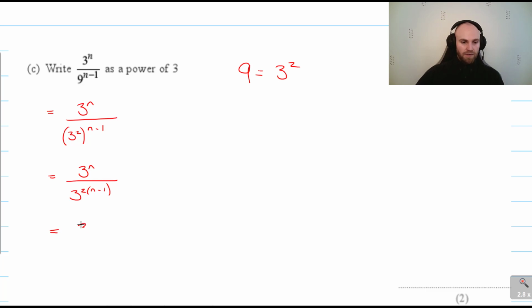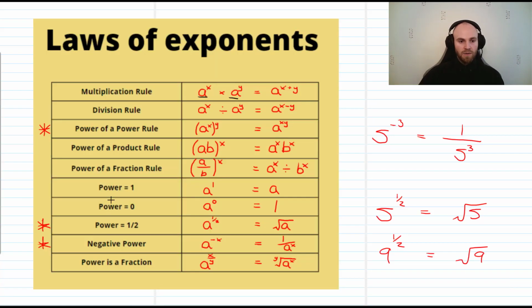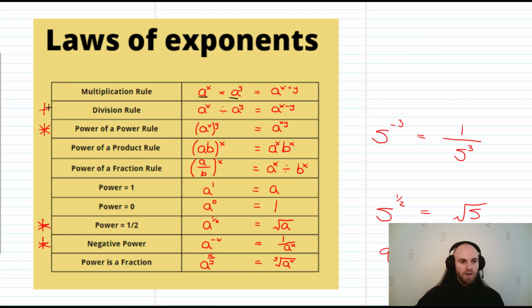And so we have 3 to the power of n over 3 to the power of 2n minus 2, if we multiply this out, so 2 multiplied by n, 2 multiplied by minus 1. And now we have this division rule because we have 3 to the power of something divided by 3 to the power of something. So what do we do with this division rule?